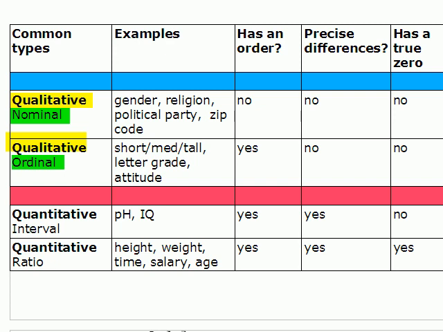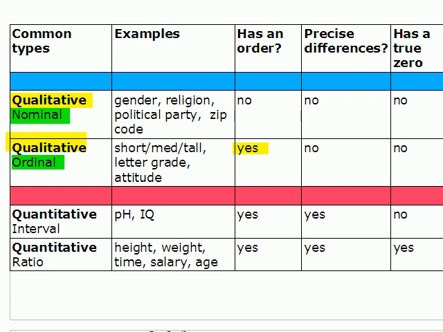Ordinal variables: short, medium, tall; a letter grade, A, B, C, D; attitude, happy, sad, cheerful. How about those Likert scales that people like to give, where they ask what you think about something, and you answer, well, sort of, yeah, I agree, it's really true. They give little sayings that you might say to get your opinion on something. Those are ordinal variables, ordinal qualitative variables. They do have an order. There's no real difference between them, and we don't have a zero, no mathematics.